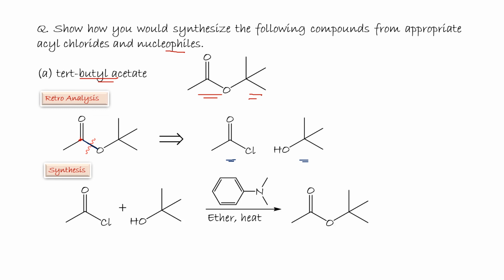So you react acid chloride with tertiary butanol in the presence of a base like dimethylaniline or pyridine in ether and heat, which furnishes the ester. Once again, we use the base in here to catch the HCl generated from the reaction and get the reaction forward. The reaction condition was published in 1944 in Organic Syntheses.